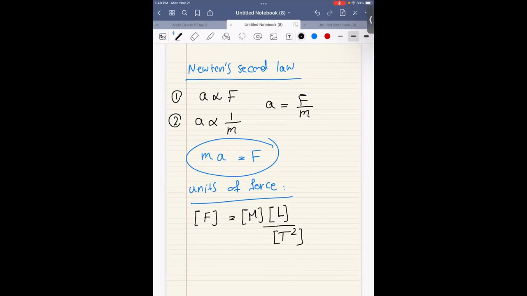Okay. So for example, we can use kilogram meter over second squared. These are the standard units, SI units. And 1 kilogram meter over second squared is basically what is called 1 Newton. So 1 N is 1 kilogram meter over second squared. Okay.